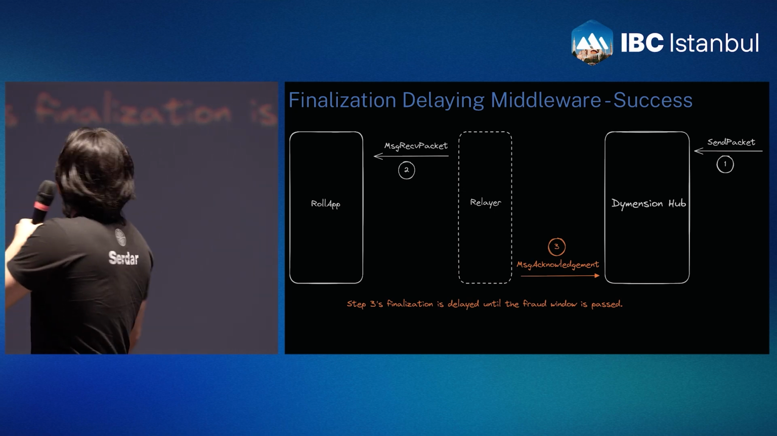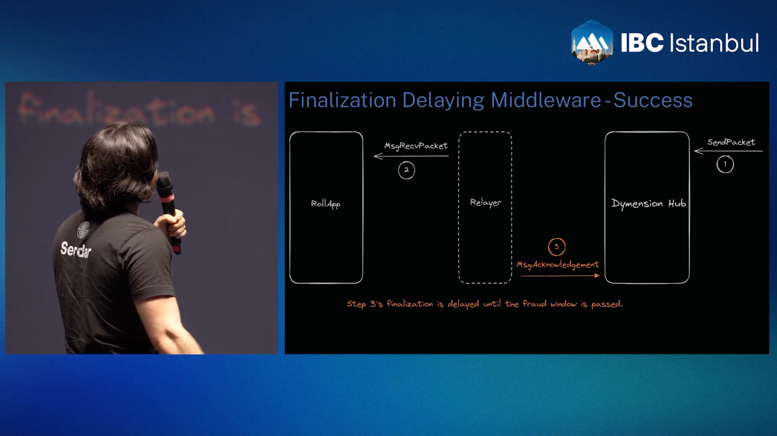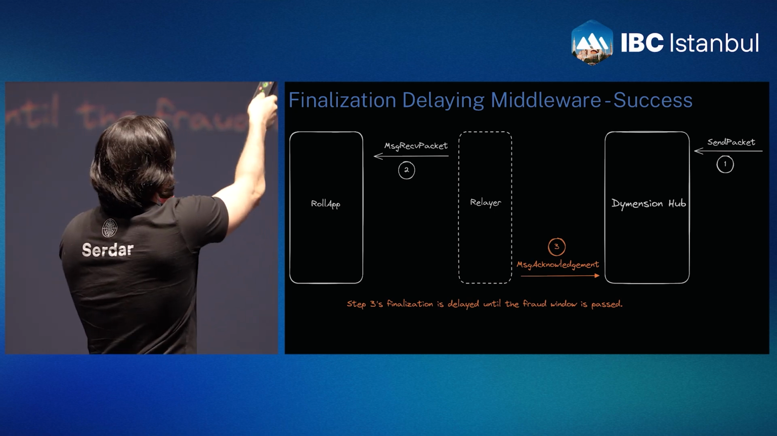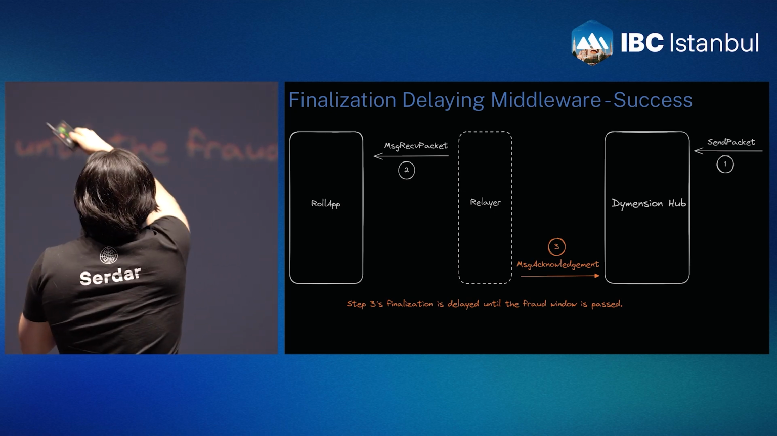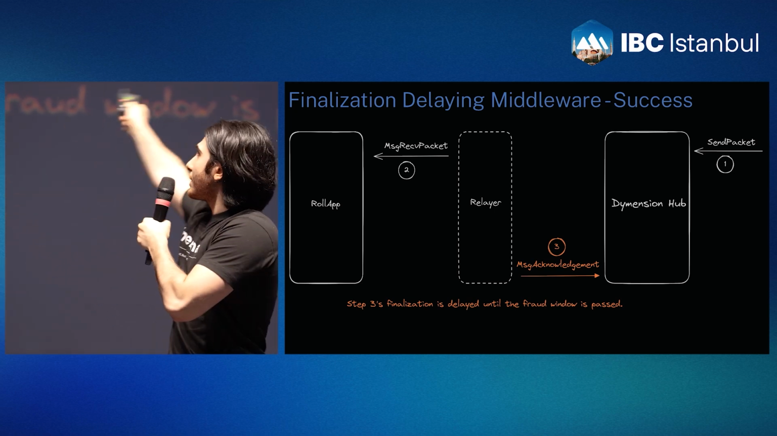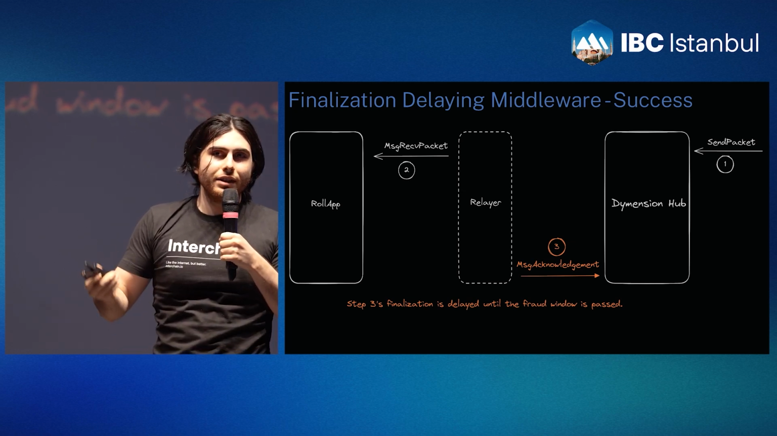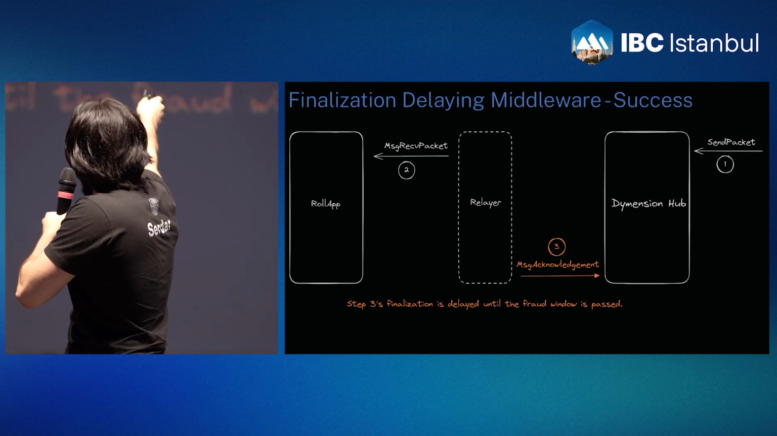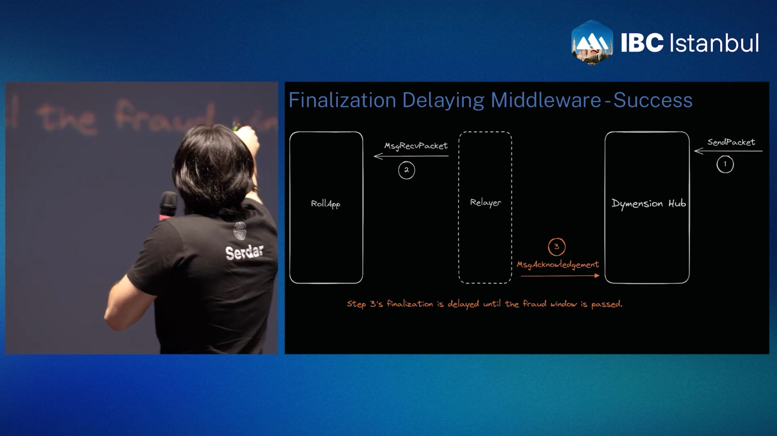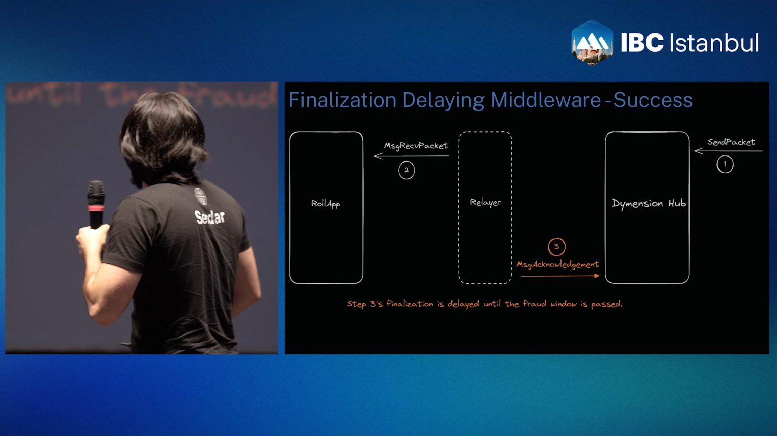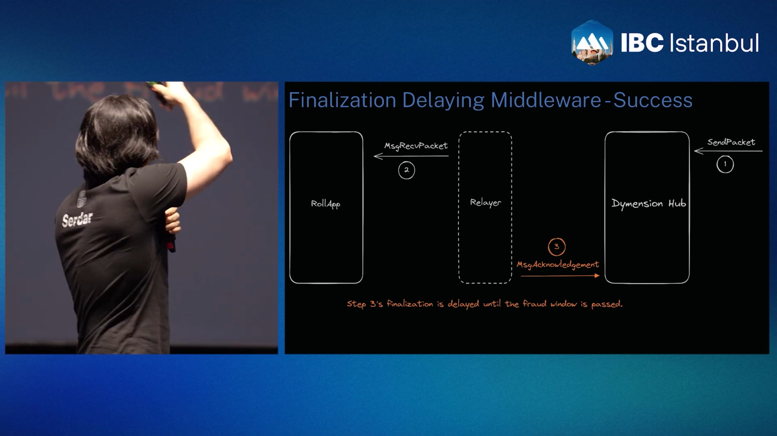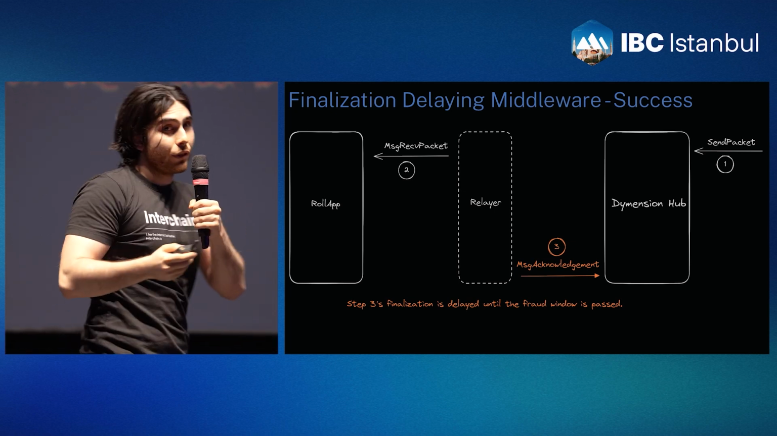The same thing happens in the other direction as well. Let's say you want to send a packet from the Dimension hub to the rollup. You send the packet, and then the packet is received by the relayer. That step doesn't need to be delayed at all because we're assuming that the hub itself is a sovereign chain, so it's finalized correctly. And then number 3 is relayed after the rollup puts an acknowledgement, but the acknowledgement's finalization is delayed. So the hub doesn't actually trust that it was relayed to the rollup until the fraud window passes.